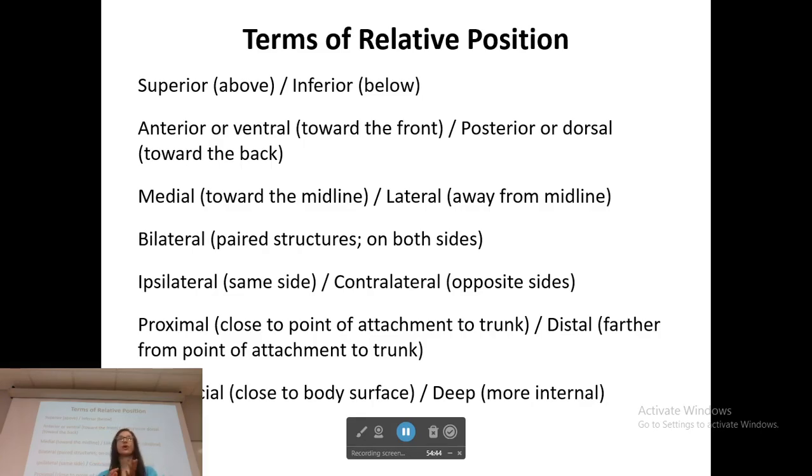Have you heard of the hypodermis, or subcutaneous? A hypodermic needle, heard of that before? Because it goes into the hypodermis. So it's right under the skin. It's a fat layer. It helps to cushion and keep you warm. So that is deep to the skin. The skin is superficial to the hypodermis.